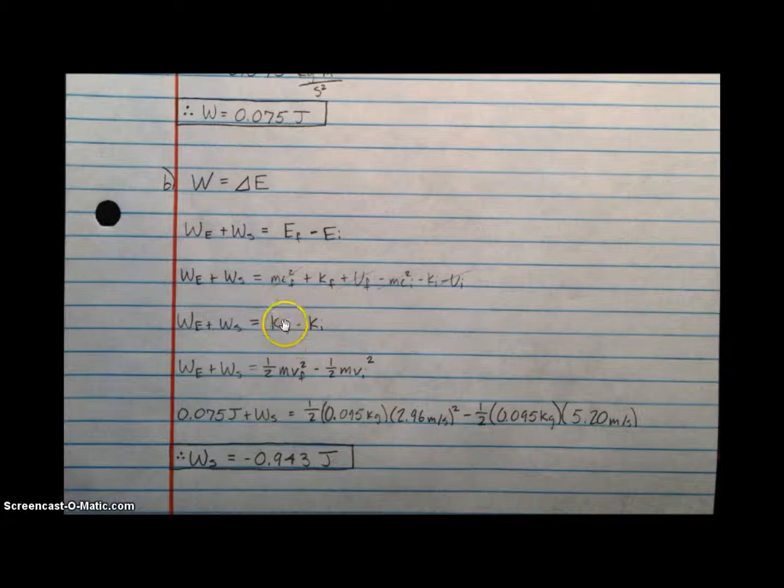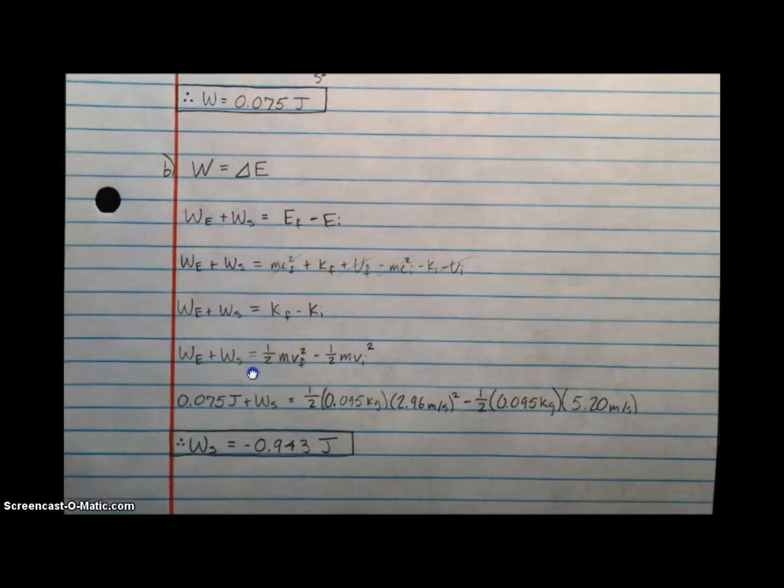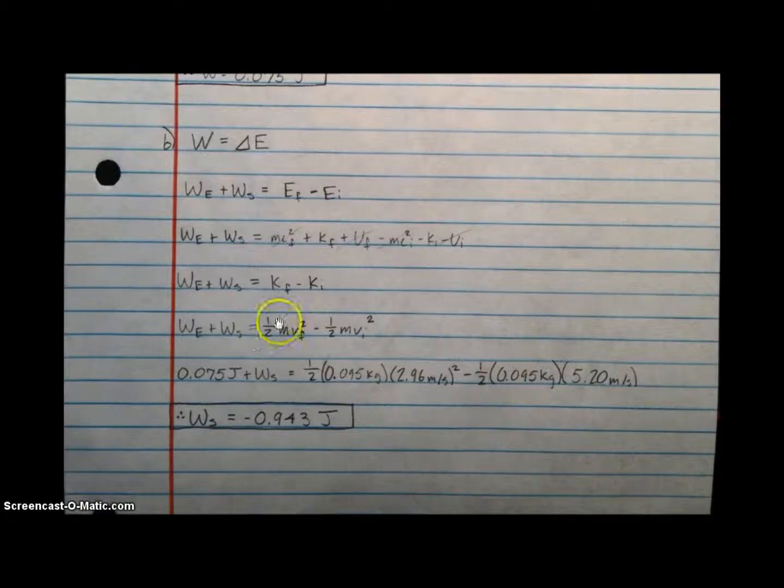Those are rewritten, broken down more, into half of the mass times the velocity squared, final minus initial. Once we plug in all these values, which we're given, we find that the work done by the spring is negative 0.943 joules.